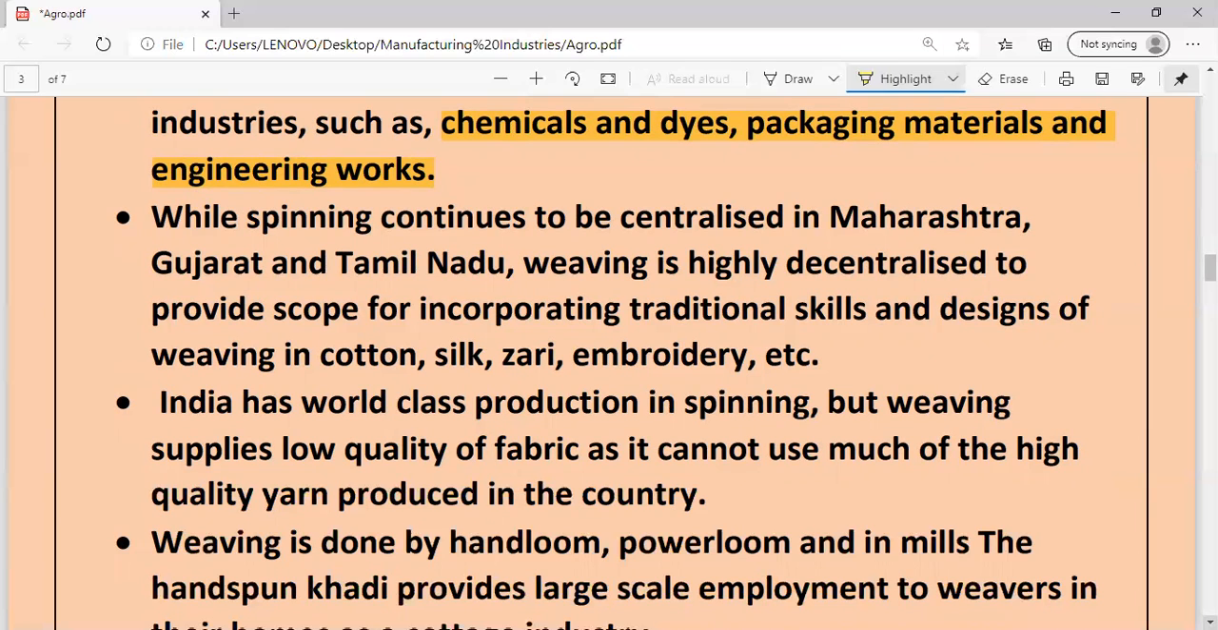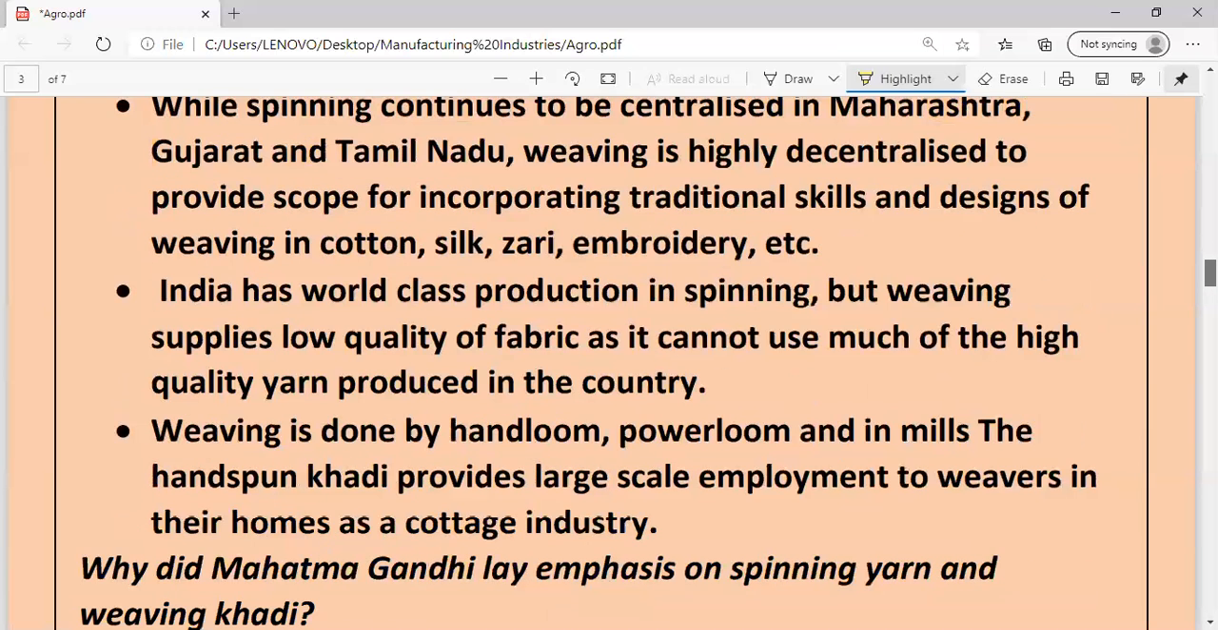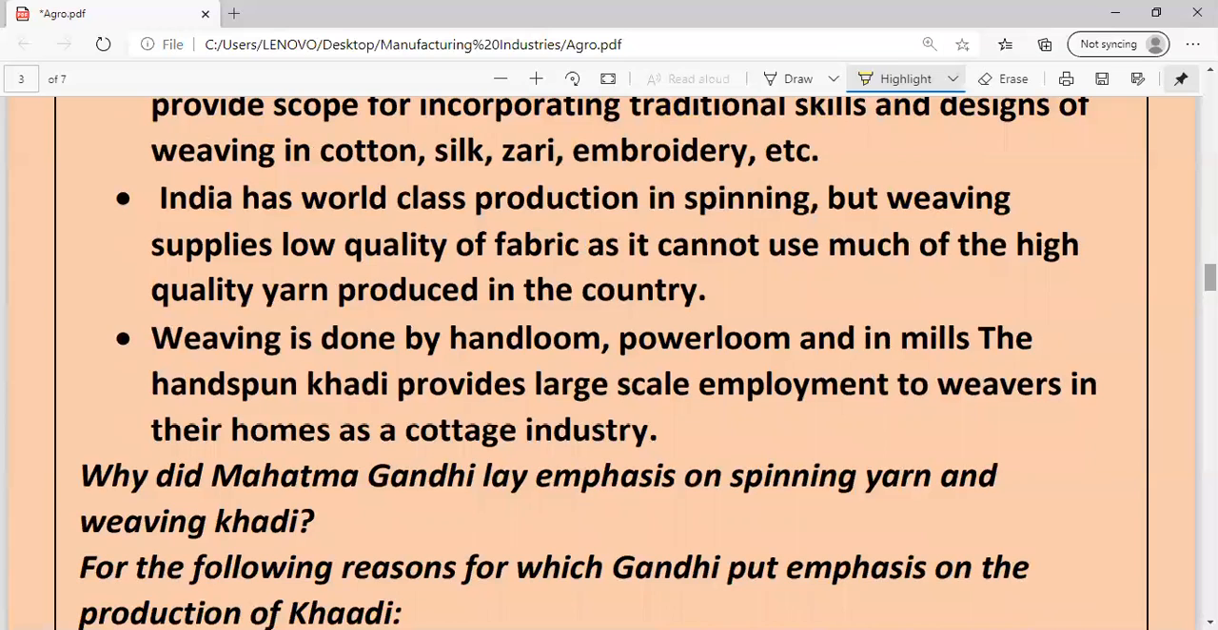India has world-class production in spinning, but weaving supplies low quality fabric as it cannot use much of the high quality yarn produced in the country. So spinning is world-class. We are able to produce high quality yarn, high quality thread, but weaving, the making of fabric, is not up to the mark because of many reasons. Weaving is done by hand loom, power loom, and in mills. The hand spun khadi provides large scale employment to weavers in their homes as a cottage industry.